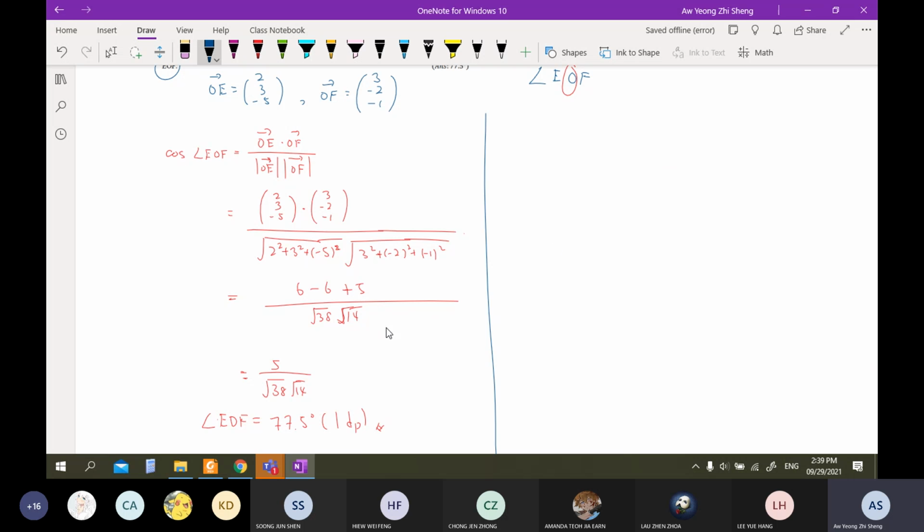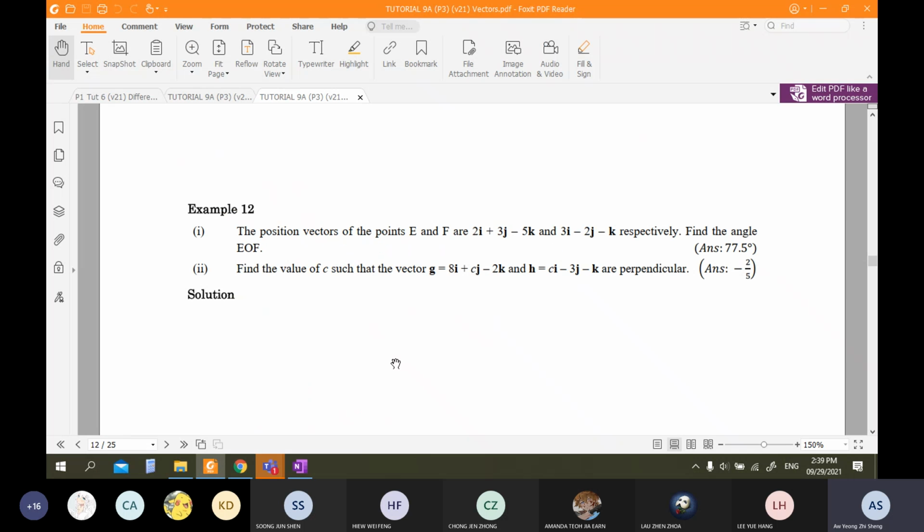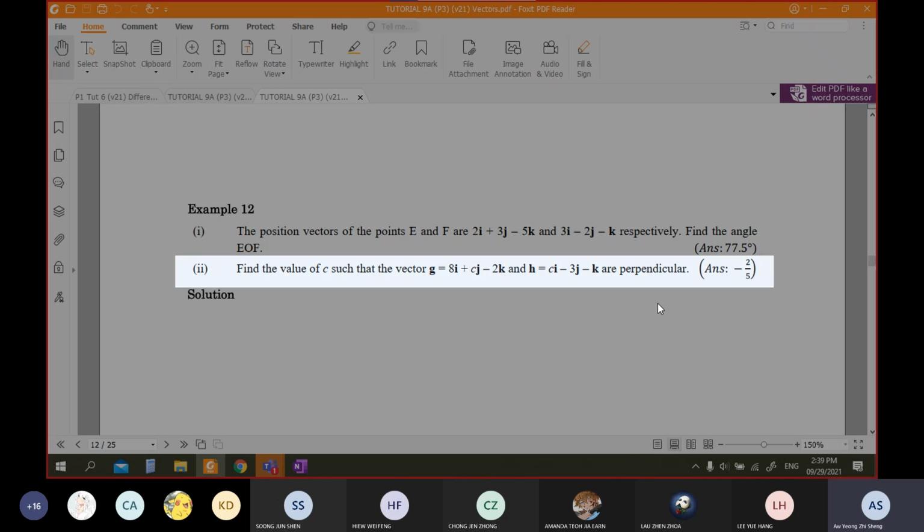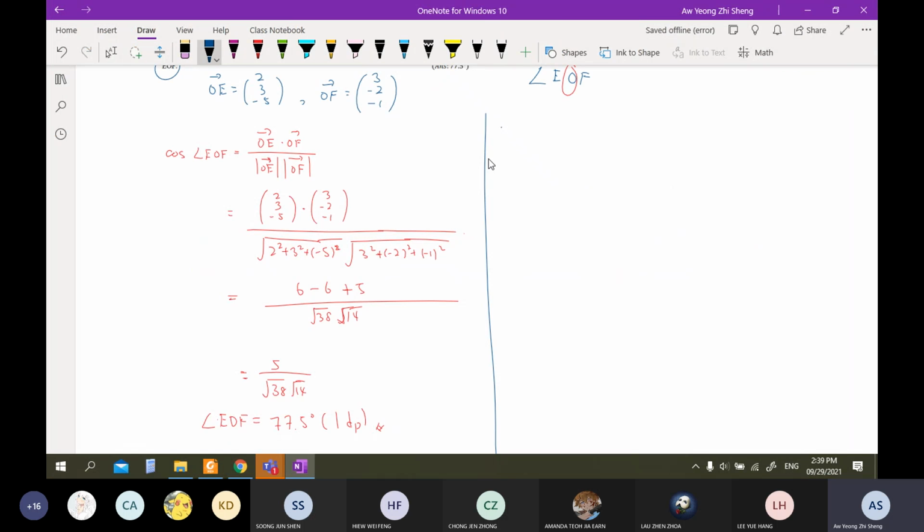Okay, next we have part 2. Right now you are given that vectors G and H are perpendicular, which means you can use the information that G dot H is equal to 0. This is not a show question. Now they tell us G and H are perpendicular, so we can safely use the information G dot H equals 0.